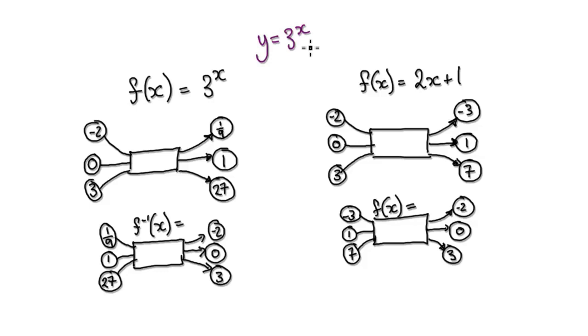So to make x the subject, what we're going to do is take log base 3 of both sides. So that would be log base 3 of y equals x. So there, we've just made x the subject. So now to create our inverse machine, we would replace this y with an x. So that would be y equals log base 3 of x. So our inverse function is actually log base 3 of x.